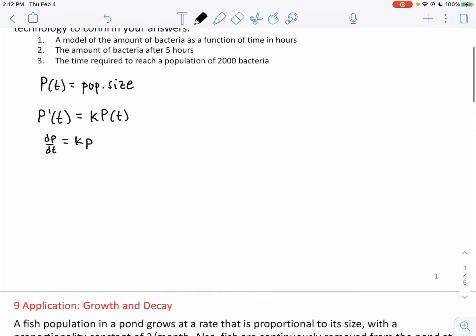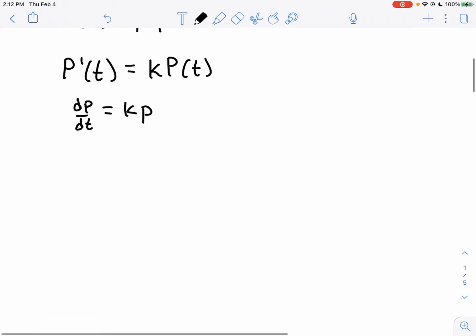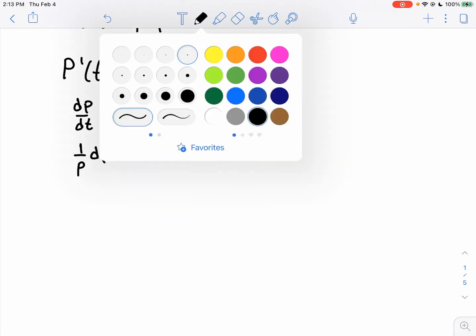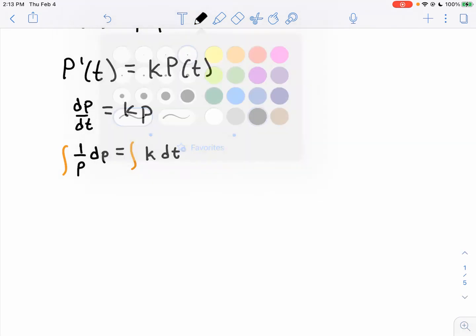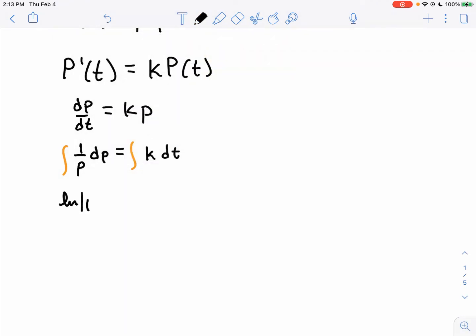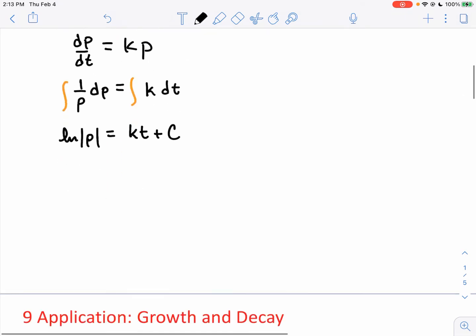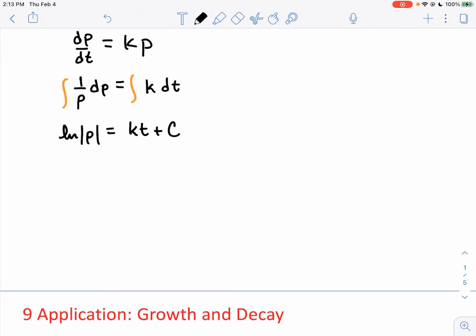Now we want to solve this. It is separable, so we can divide both sides by P and have the dP with that side, and then multiply the dt over to the constant side. And then we're going to integrate both sides. So integrate and integrate. And this gives us the natural log of the absolute value of P is equal to k times t plus another constant. Then we're going to exponentiate both sides.